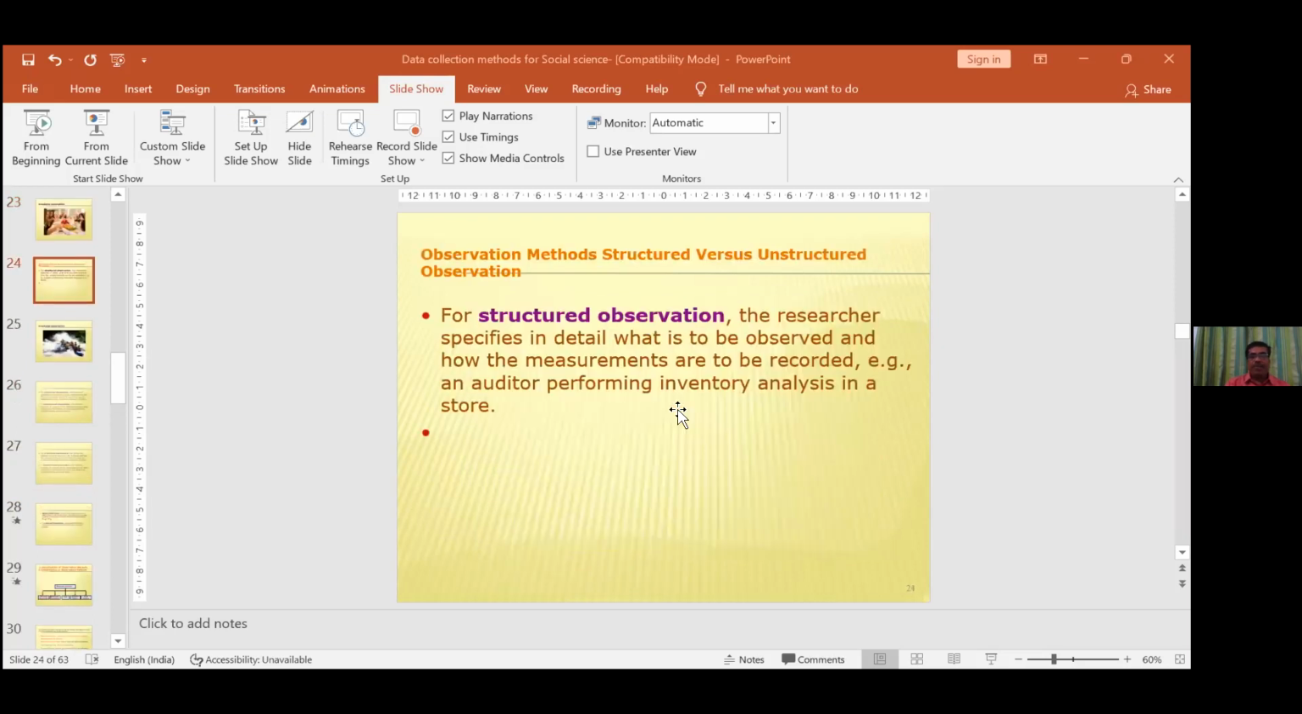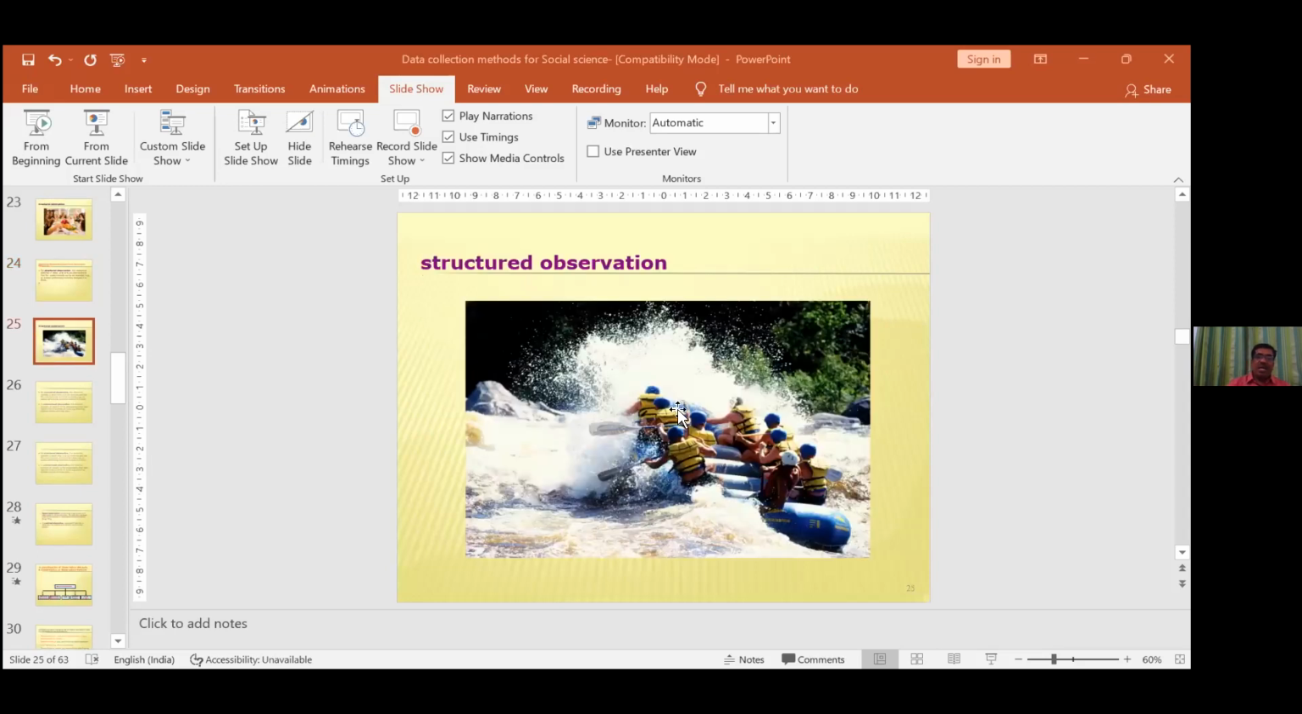Normally, observation can be classified into different methods. Say, for example, what is structured observation? In case of structured observation, the researcher specifies in detail what is to be observed and how the measurements are to be recorded. For example, I am explaining what I am going to observe in you. It is a structured observation. An auditor performing inventory analysis in a store is an example of structured observation.